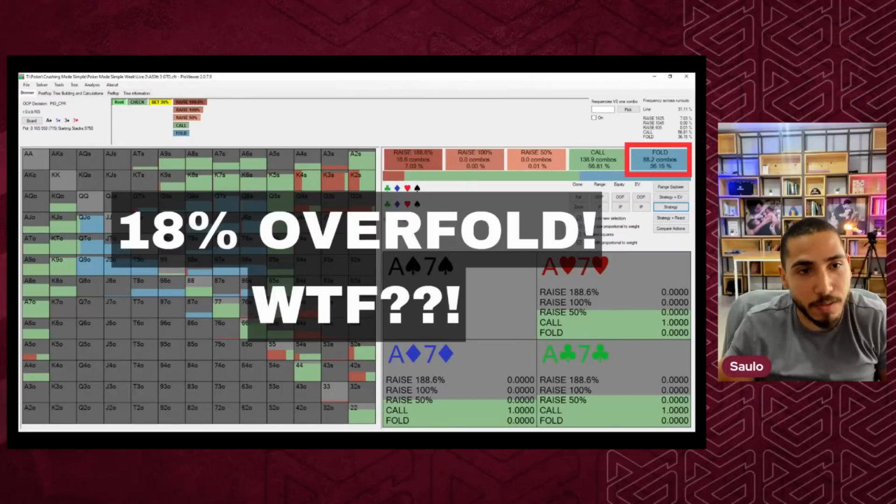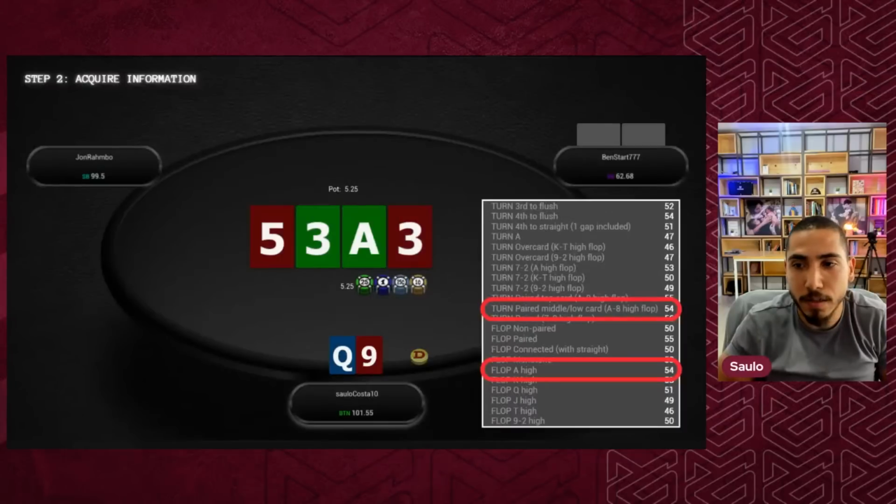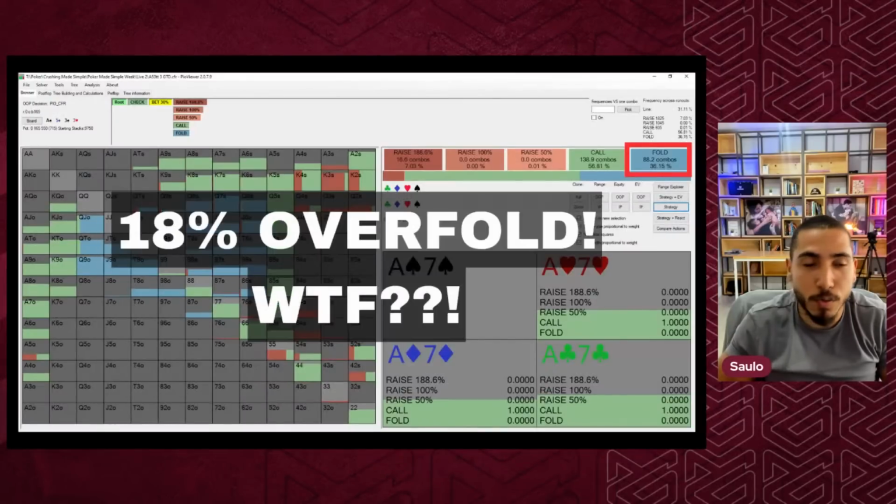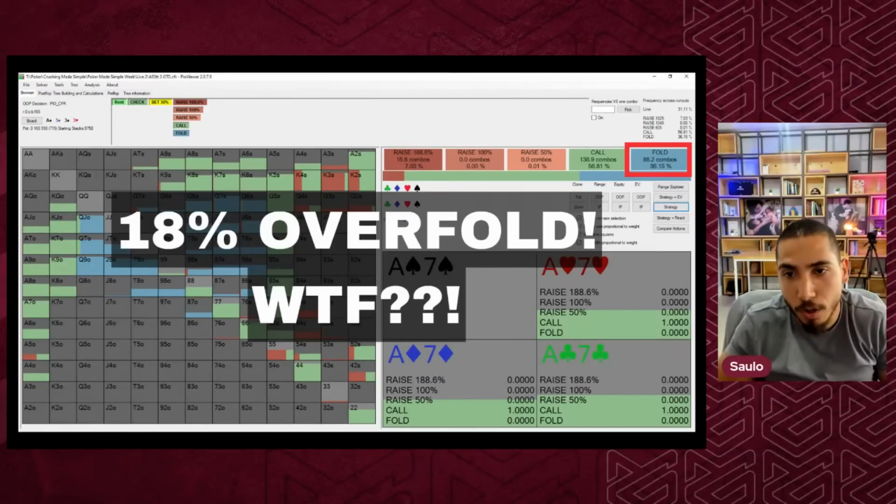And again, these are their stats for 500 NL plus regulars. I would imagine at low stakes, people are leaking even more than this. So you have an insane deviation here. Now, two reasons for this, as we're going to see. The first is that, of course, people are just going to fold hands that they should call.